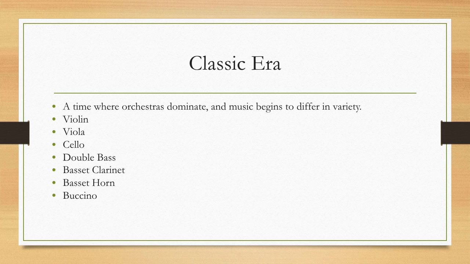In the classical, this is where we have larger orchestras and they dominate the sound and music. And now we have a different type of variety. We still have the strings. We also have a double bass, a basset clarinet, basset horn, and a pianoforte.